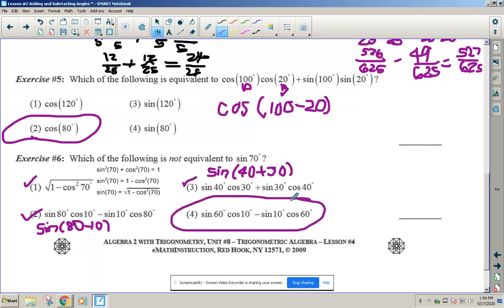Let's just make sure. Sine of 60 cosine of 10 minus sine of 60 cosine of 10. Well, this one would be the sine of A minus B. So this one would be the sine of 60 minus 10, and that would be the sine of 50. So this would have been 60 minus 10, which would have given me the sine of 50 degrees. So therefore, number 4 is not equal.